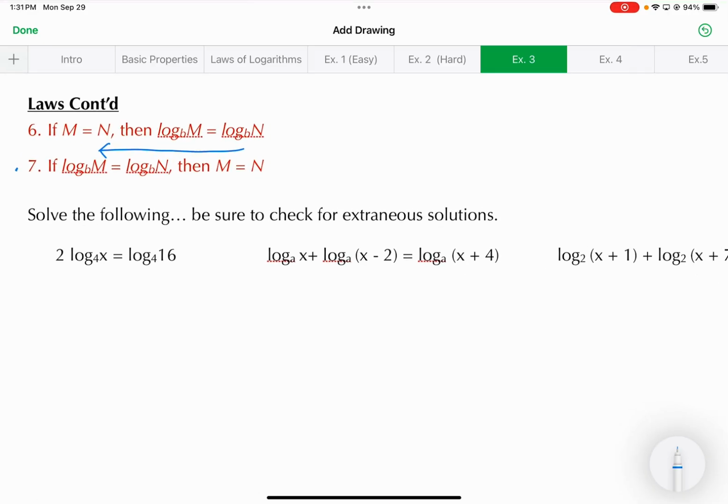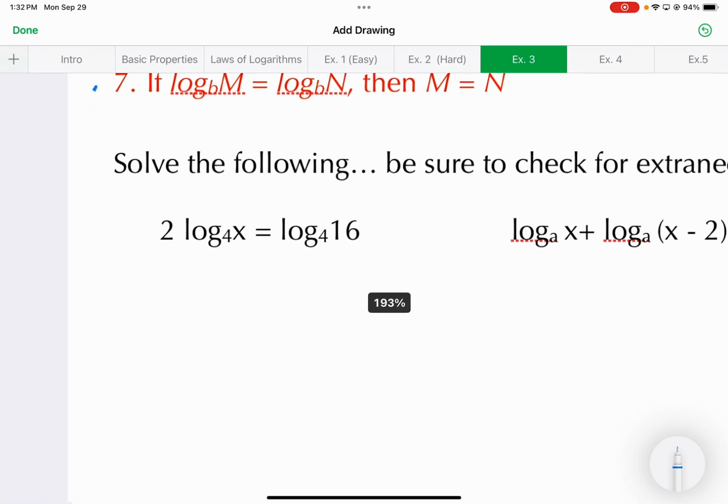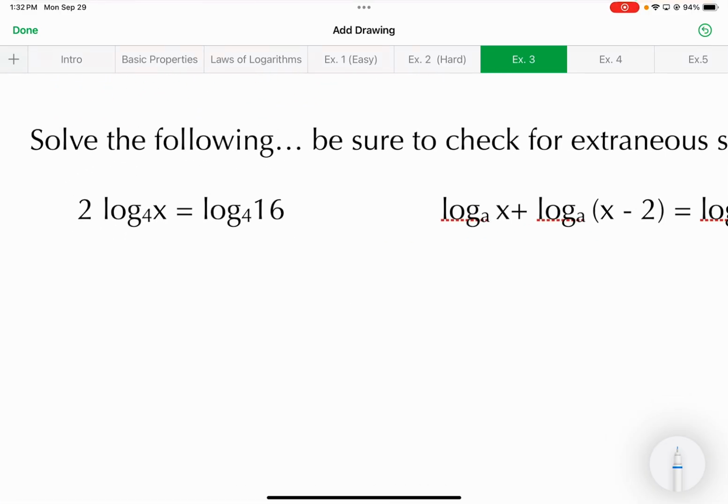All right, so to solve the following, check for extraneous solutions. We have 2 times log base 4 of x equals log base 4 of 16. In order for me to use those properties though, log has to be solved for without anything else around it. So like I can't just drop the logs for that first one right away. I need it to be just log base 4 of something. So what should I do with that left side? Pull that 2 up, right? So log base 4 of x squared equals log base 4 of 16.